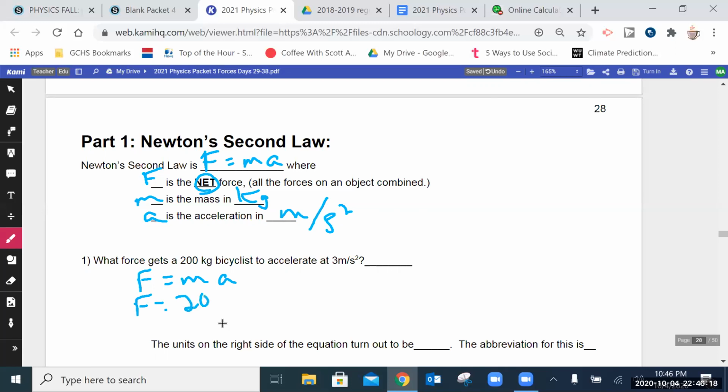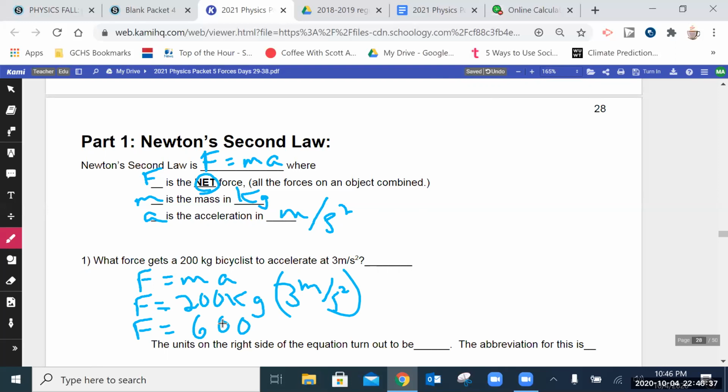So number one, what force gets a 200 kilogram bicyclist to accelerate at 3 meters per second squared? Put in 200 kilograms for the M. Put in 3 meters per second squared for the A. And we get 200 times 3, which is 600. That's the easy part. But what about the units?